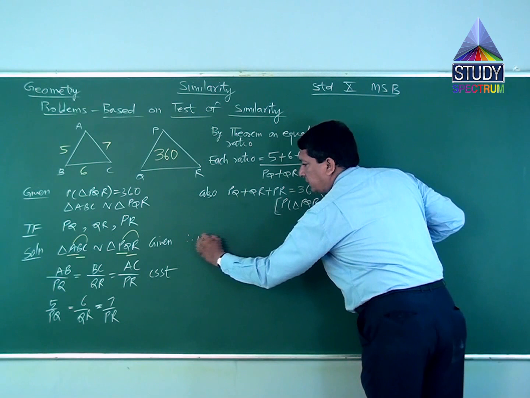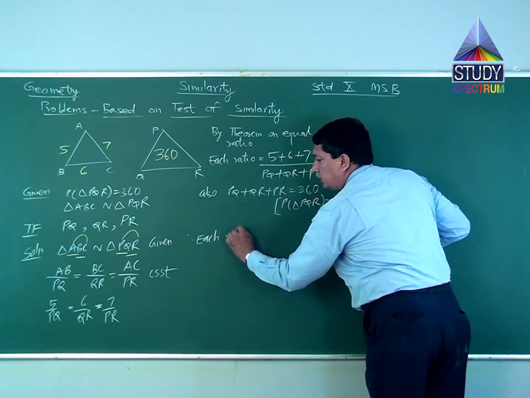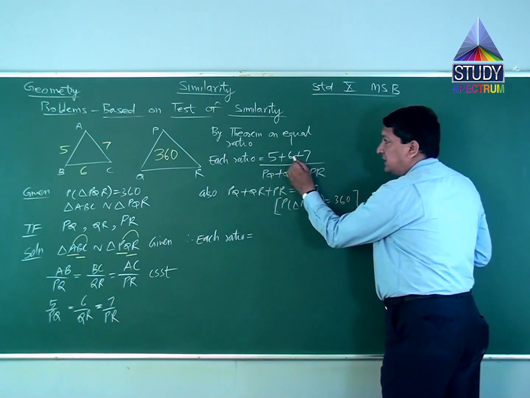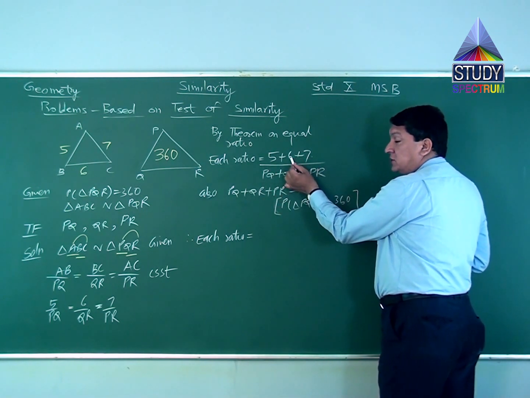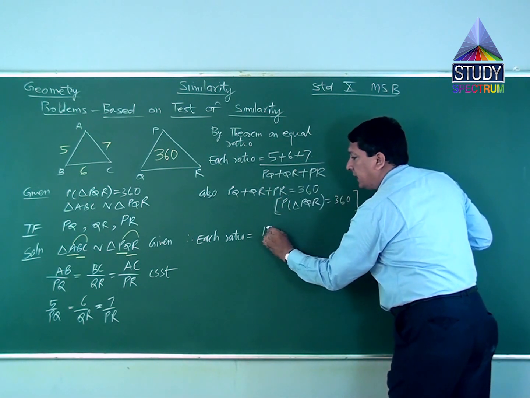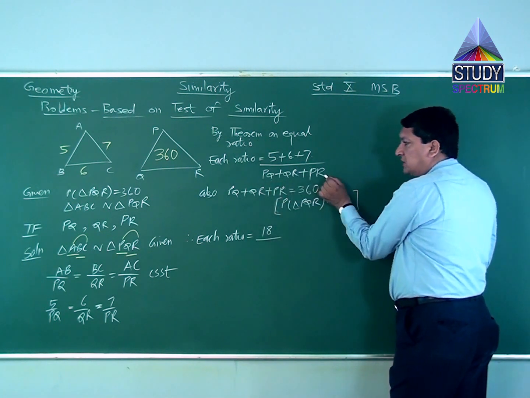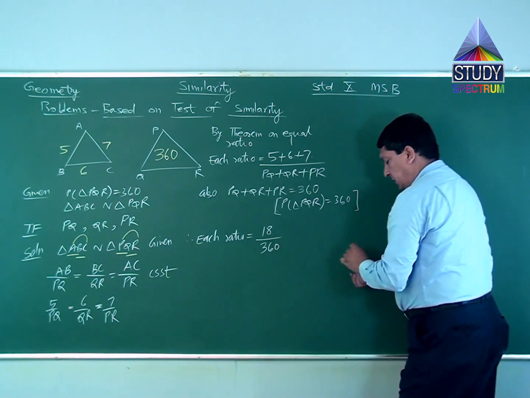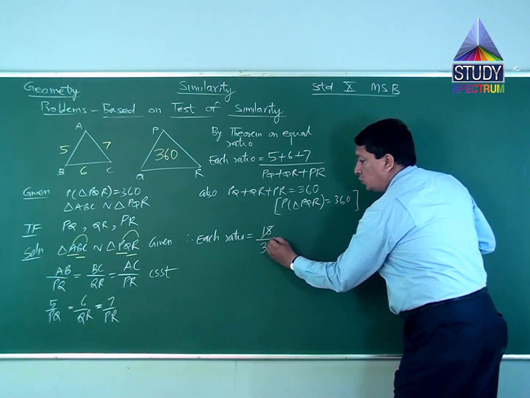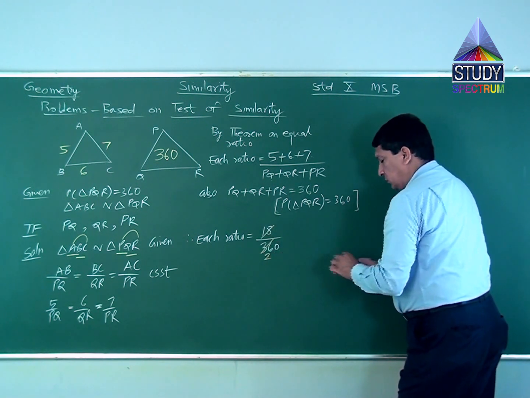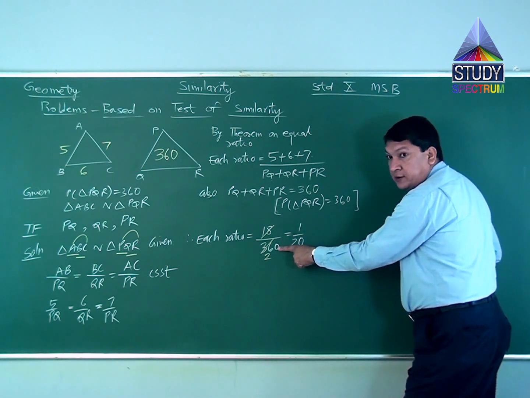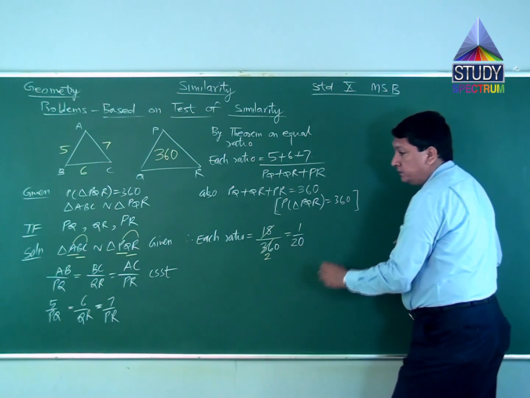So I can write each ratio equals 5 plus 6 plus 7. 7 plus 6 is 13, plus 5 is 18. 18 upon PQ plus QR plus PR, which is 360. 18 upon 360. Now 18 twos are 36. So this ratio becomes 1 upon 20, because the 0 is also here. So 1 upon 20 we got.